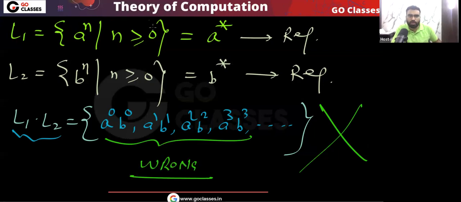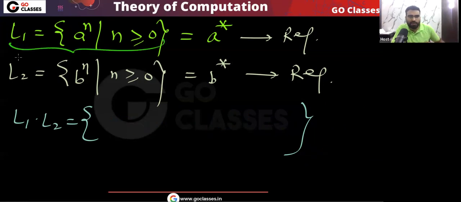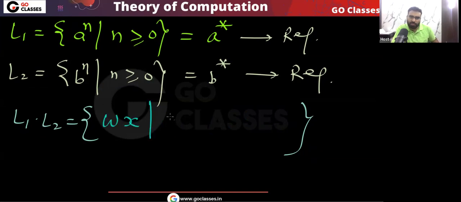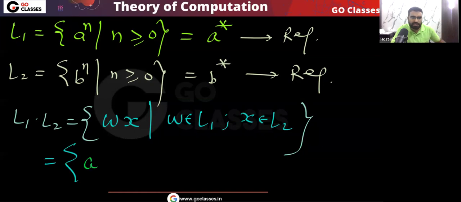Why is this wrong? Because remember, concatenation means any string of L1 concatenated with any string of L2. Please understand: from here you take any string of L1 and concatenate it with any string of L2. W can be any string of L1 and X can be any string of L2. Is this clear? This is the idea. For example, you can take this string of L1 and this string of L2.